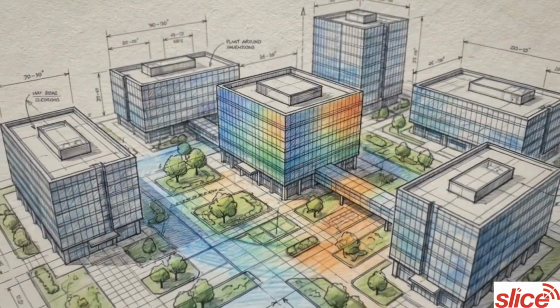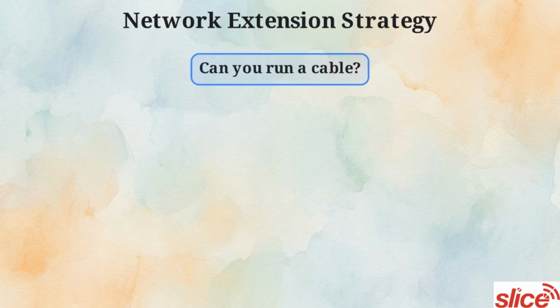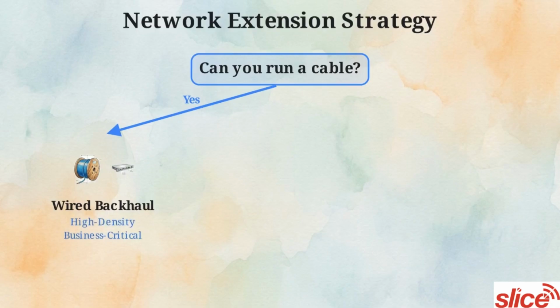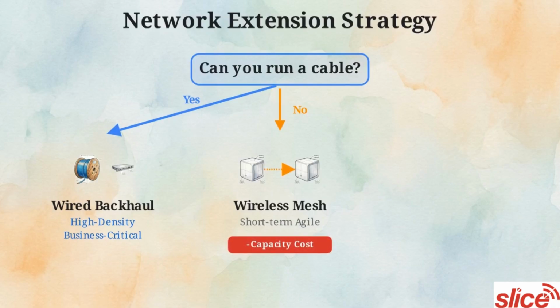temporary event spaces. This flowchart guides network extension. First question, can you run a cable? If yes, wired backhaul is preferred for high-density, business-critical capacity. If pulling cable is impossible for a short-term agile deployment, you look toward wireless mesh. Mesh comes with a performance cost. Every wireless hop consumes airtime, which reduces capacity.